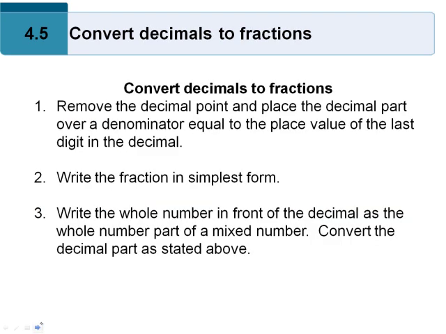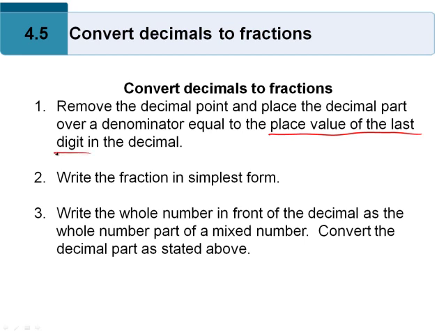Now, let's go backwards. We've just done fractions to decimals. Now we're going to convert decimals to fractions. So what you're going to do, you're going to start with the decimal, and you're going to get rid of the decimal point and put the decimal part as a numerator. Then the denominator is going to be equal to the place value of the last digit.